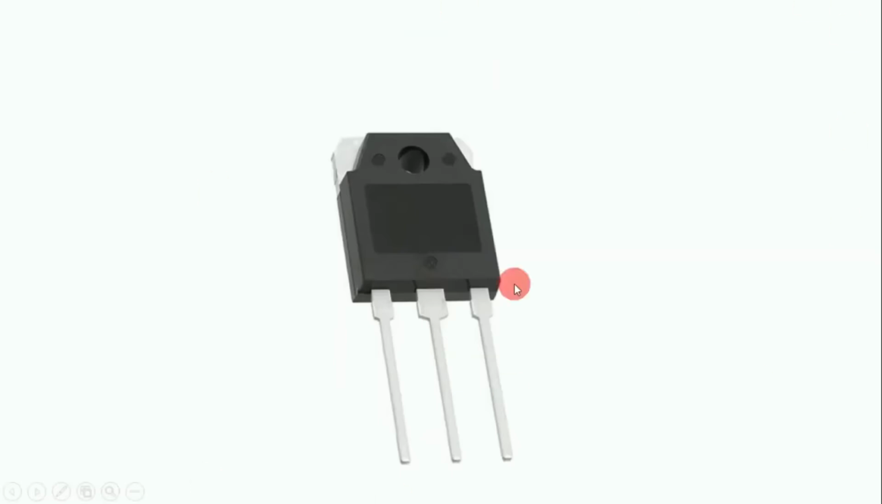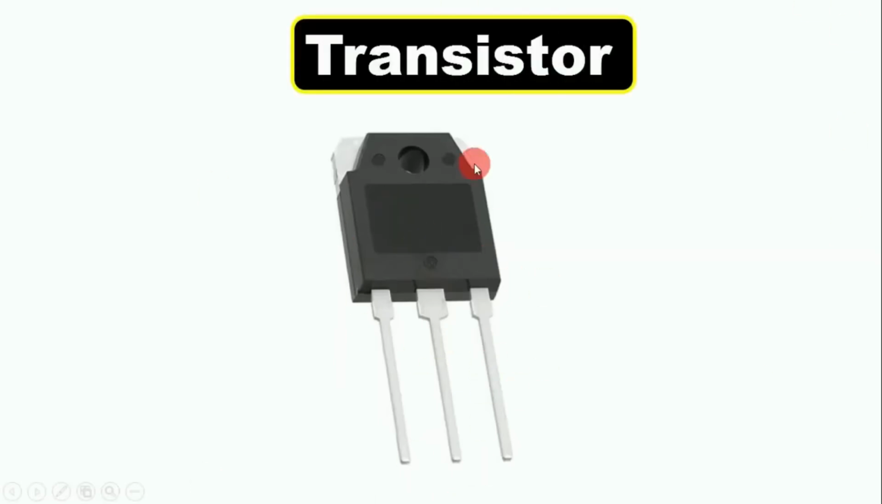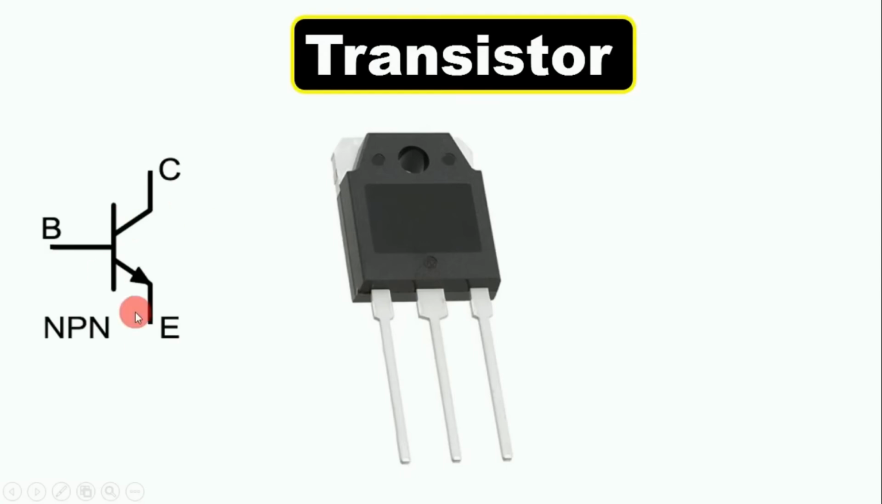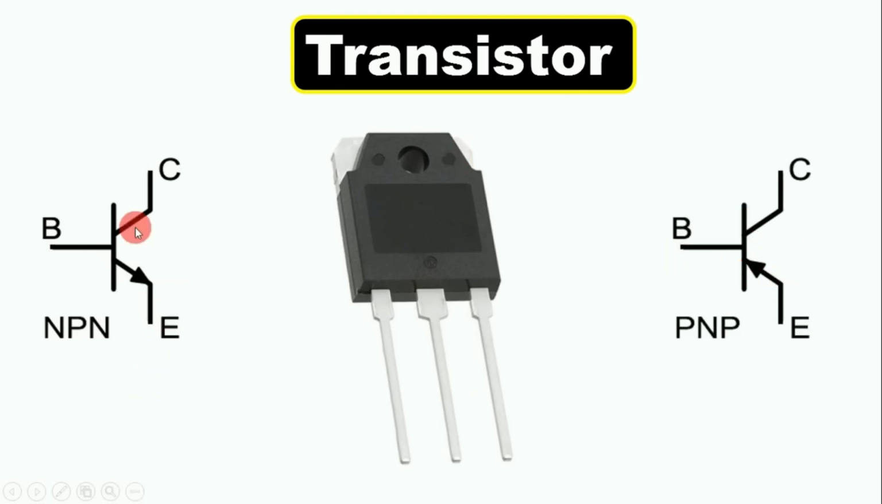Now friends, this sixth component here is known as a transistor. The symbol of a transistor is like this. Normally a transistor is of two types. One is NPN and the second is PNP. The difference between the symbols of NPN and PNP is that in the NPN transistor symbol, there is an arrow. You can see this arrow here. The direction of the arrow is outwards.